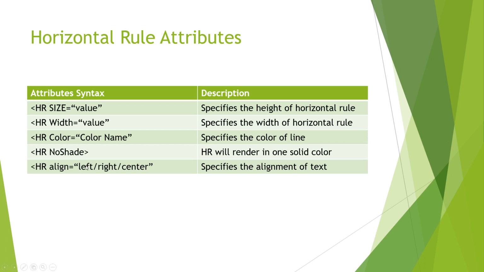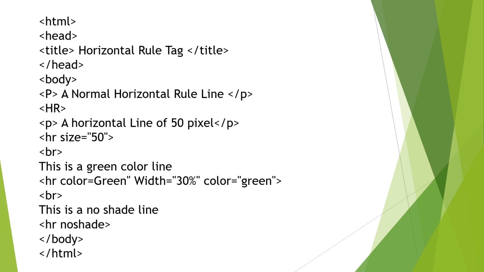And so what is the size of the line? What is the width of the line? What is the color of the line? Is any shade there? Or what is the alignment of the line? It will start from the left, right, or center position. So if anybody asks you to tell the attributes of HR, the attributes of HR are size, width, color, no shade, and alignment. So we will discuss it with one example.